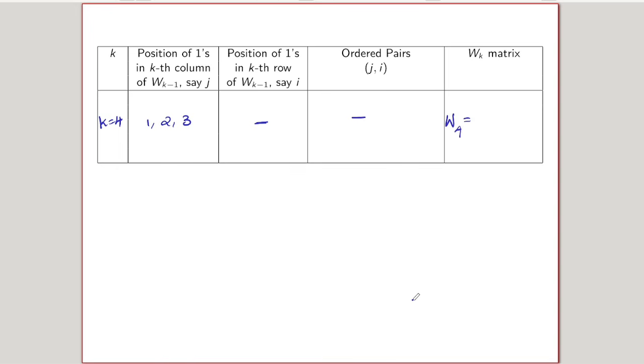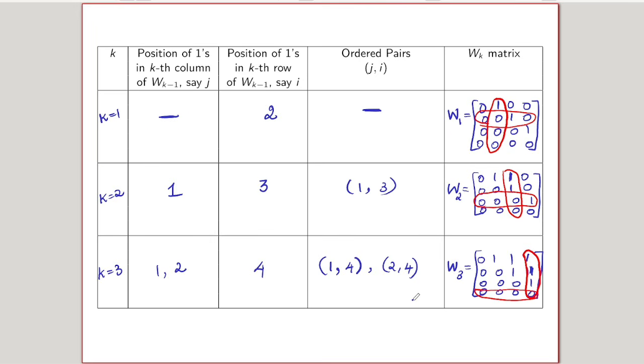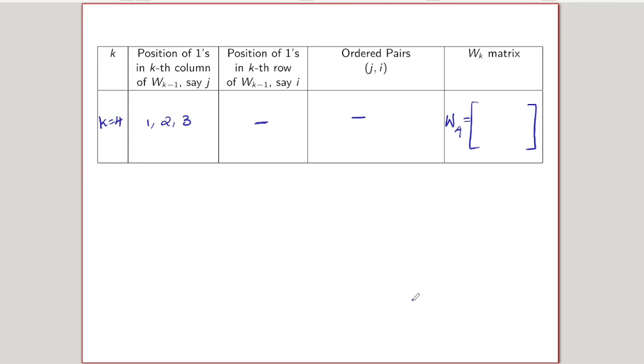So W4, we have to retain all the ones from the previous matrix. So it will be 1 1 1. Next, there is no additional place to put 1, so we are going to replace all other entries with 0. Since number of entries in the given matrix is 4, we are going to finish with W4 matrix.